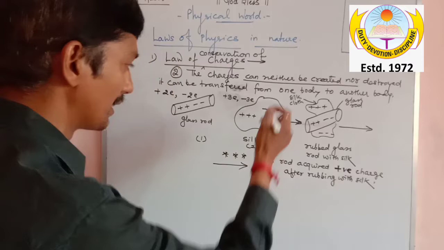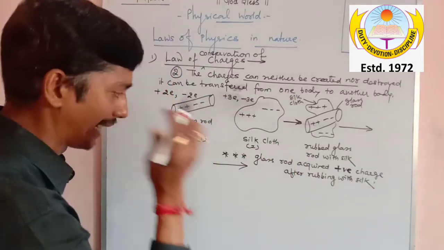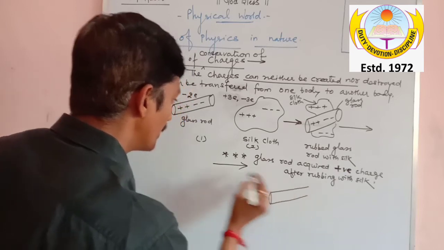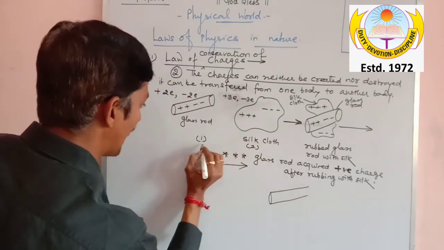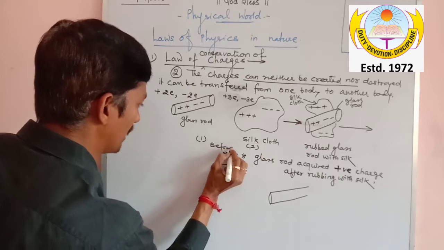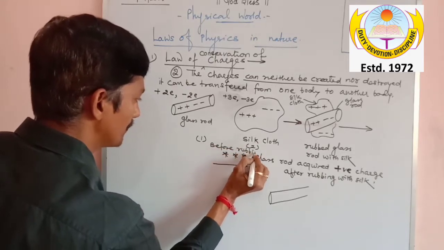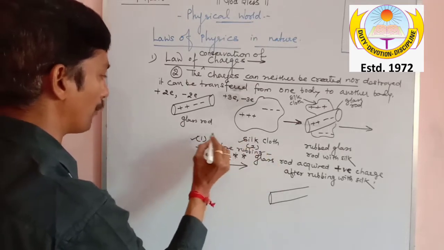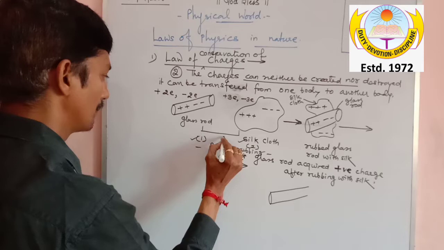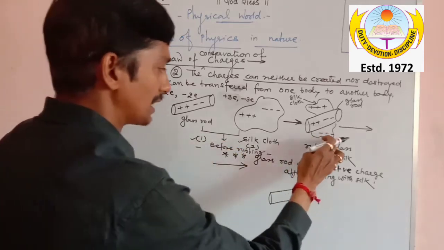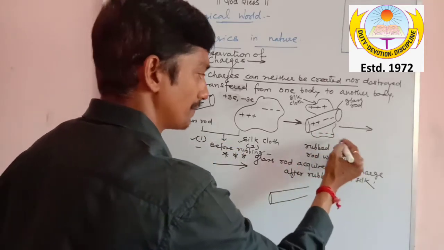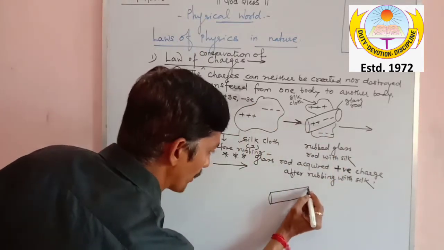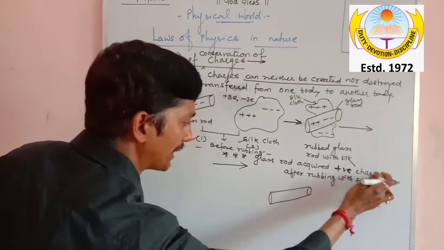Now, for example, my dear, what will be the diagram? Look at it. What will be the diagram for glass rod? So, the first and second diagrams are for before rubbing. Diagram 1 and 2 are for before rubbing. This is when the rubbing is going on. That is rubbed. Right? And here now what happened, look at it. As I said, glass rod acquired positive charge.